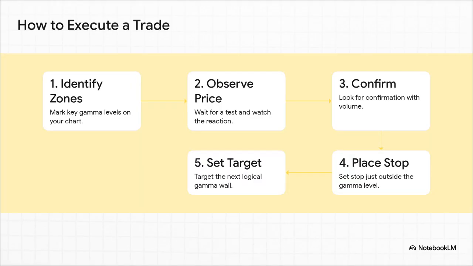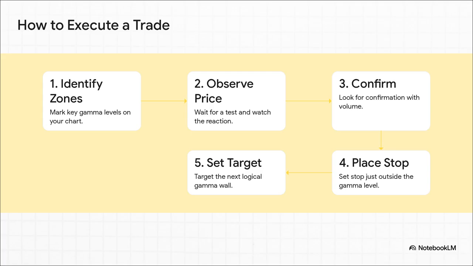So how do you actually trade this? It's a simple 5-step process. First, you identify the key gamma zones, and you mark them on your chart. Second, and this is the most important part, you do nothing. You patiently wait for the price to come to one of your levels and you just observe the reaction. Third, you look for confirmation.